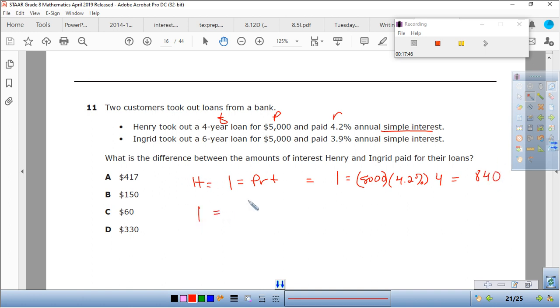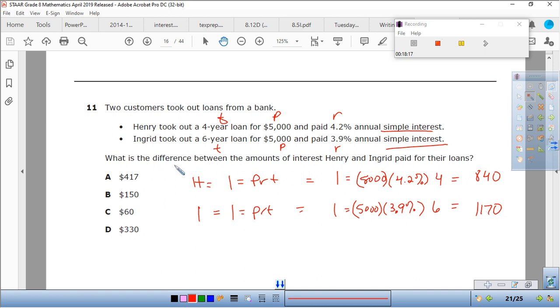Ingrid took out another loan, which is a term. This is your principal, and this is going to be your rate. So we're going to use the same thing because it says simple interest. I equals PRT. I equals P is 5,000. Rate of 3.9%. And then term of 6. Anybody? 1,170.